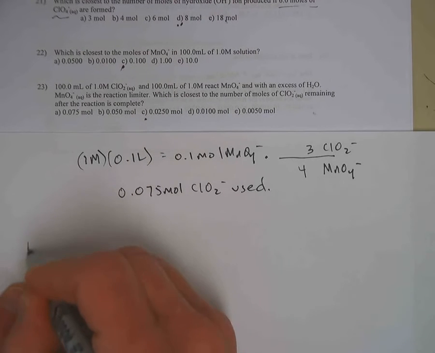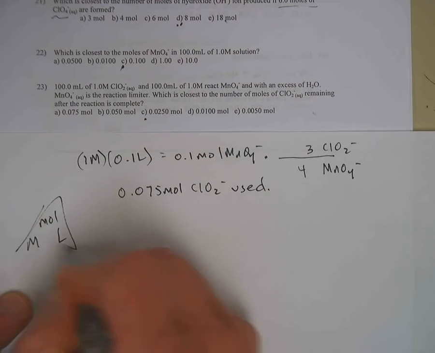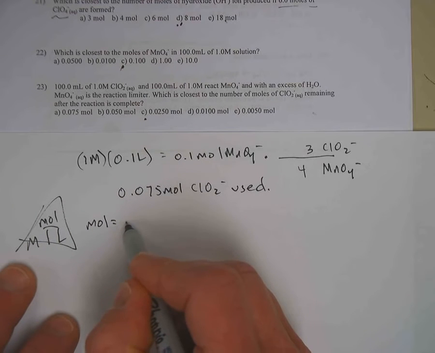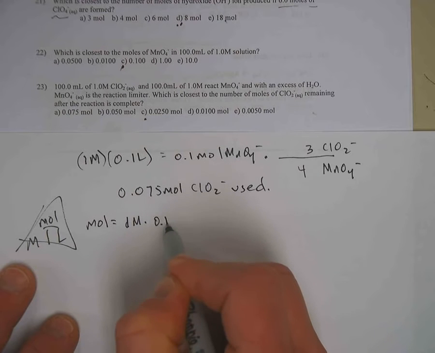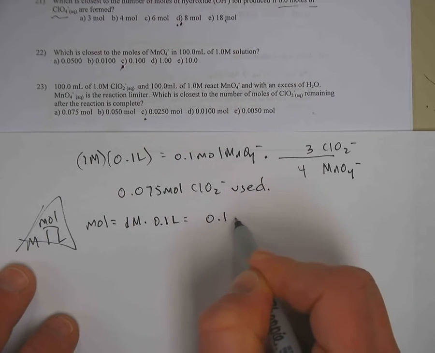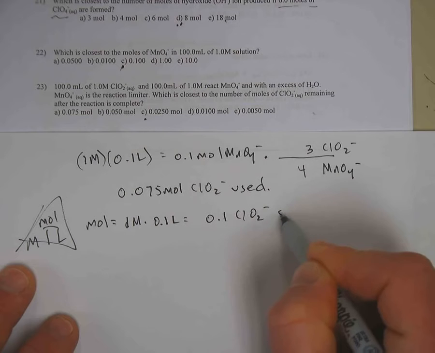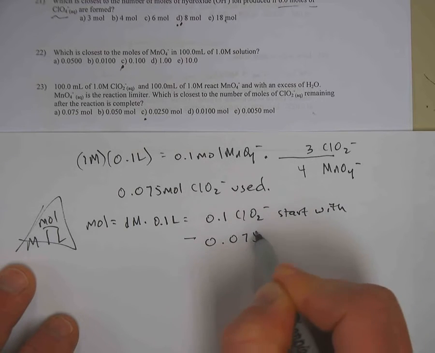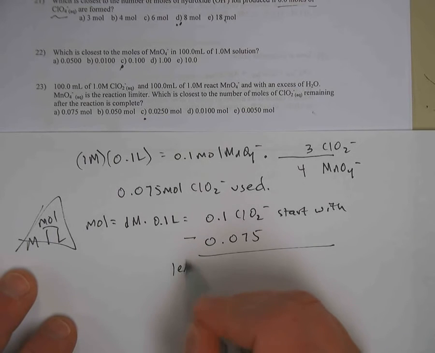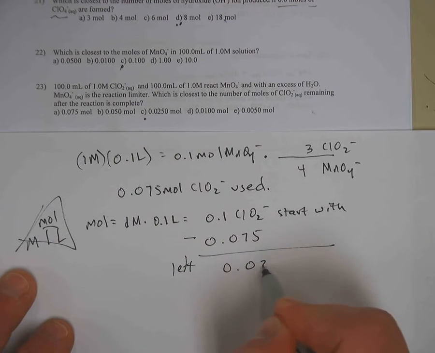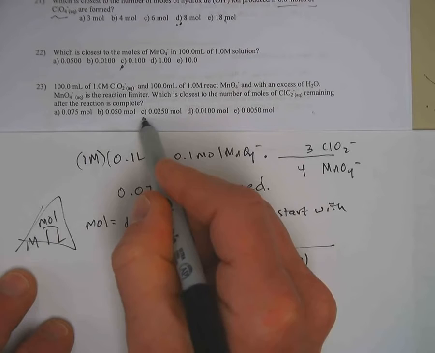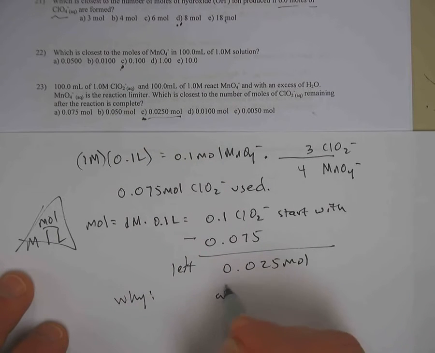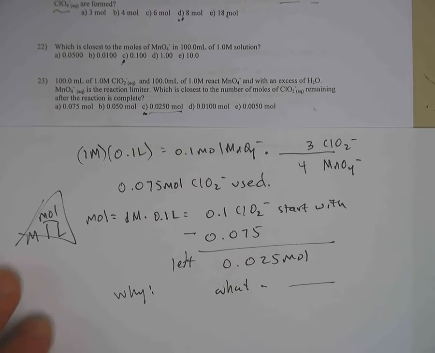So what I can do is once again use the molarity triangle to find the number of moles of ClO2 minus in there, taking the molarity, 1 molar, times the liters, 0.1. So I have 0.1 ClO2 minus to start with, and then subtract from that 0.075 moles. And so my leftover is 0.025 moles, which is letter C as in cat right here. 23 is C. Write down why you got it wrong and what you'll need to do in the future to make sure you don't get it wrong again.